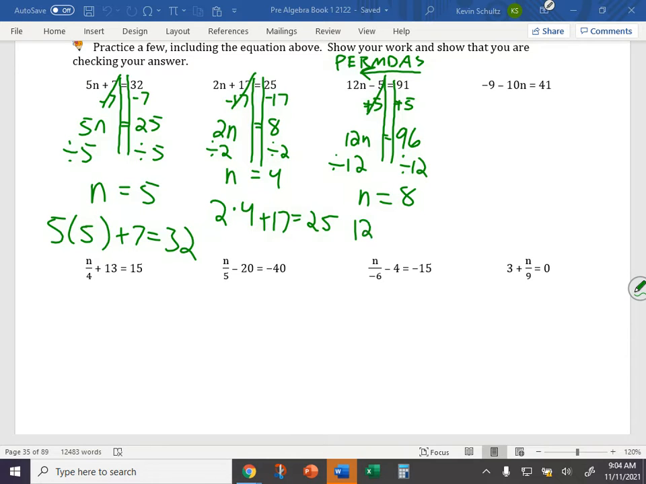Okay, check that. Does 12 times 8 minus 5 equal 91? This is a great time to pull up the calculator, plug that in there, see if it works. Okay, and it does.